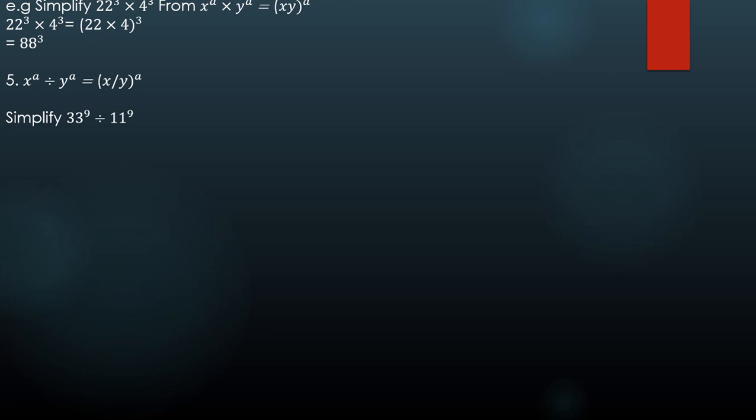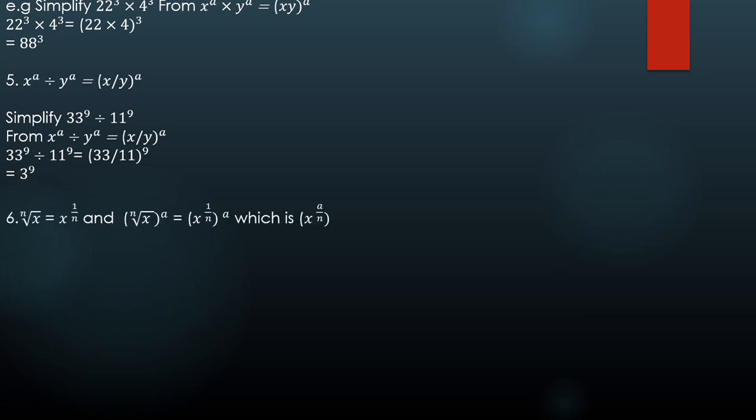This is, simplify 33 raised per 9 divided by 11 raised per 9. So here we have our powers as 9. So what do we do to this? We just divide their bases by each other. So that will be 33 divided by 11. 11 times 3 will give me 33. So 33 over 11 will give me 3. So that will be 3 raised per 9.